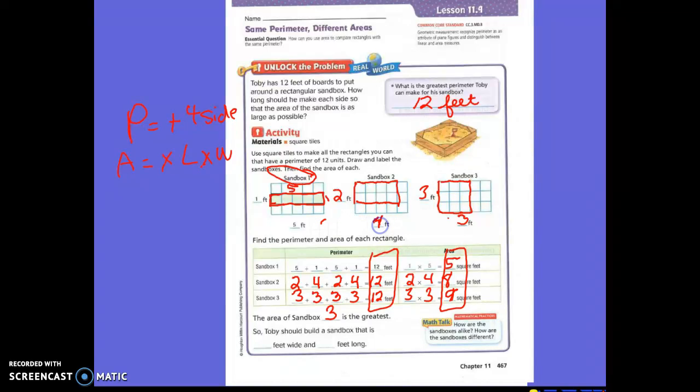Which one of these sandboxes? Think about it, it's these 3 sandboxes. There's not a sandbox in here that has 9 as the length or the width. We said sandbox 3. Look at sandbox 3, Aubrey. Sandbox 3 is how many feet wide? 3. How many feet long is it? 3. Okay, so you should build a sandbox that's 3 feet wide and 3 feet long.